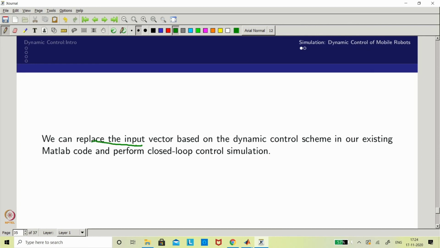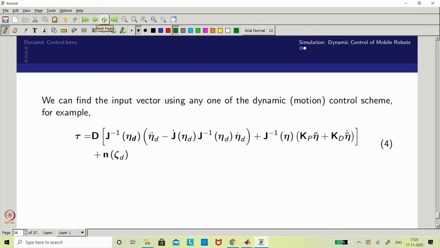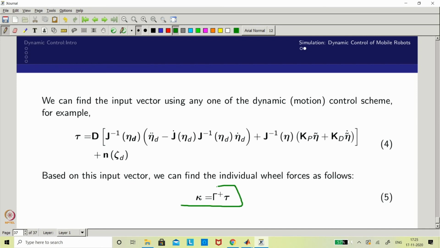We can replace the input vector based on the dynamic control scheme with the existing MATLAB code. I hope you already have the MATLAB code and perform the closed loop simulation. Once you do this and are comfortable with the Kp and Kd choice, without any restriction, then you go further. You substitute this and see how much your kappa is coming. Based on that you can choose your control input, or your wheel motor. If your wheel motor is not sufficient, then you can even try to improve the frictional component.